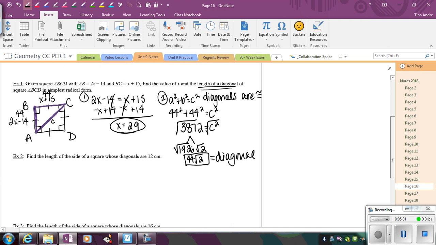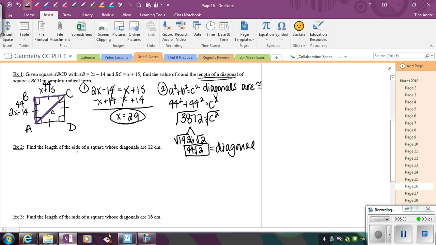So looking at the next question, find the length of the side of a square whose diagonals are 12 centimeters. And remember, in a square, the diagonals are congruent. That's why just one diagonal is listed here, because they're equal. So again, if this is my diagonal that I'm choosing to use, that's 12 centimeters. I want to find the length of the side of the square.